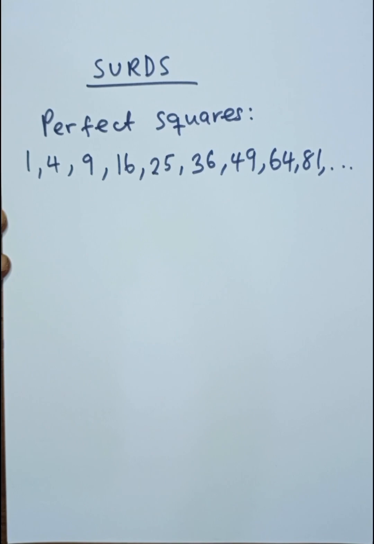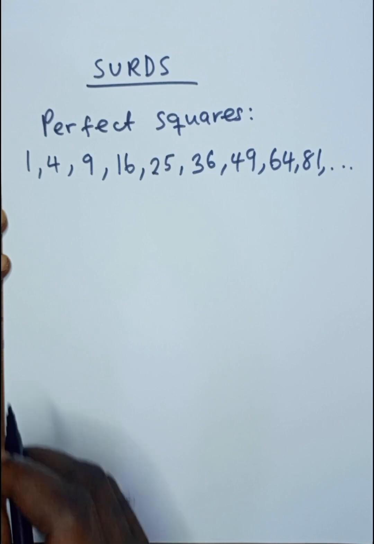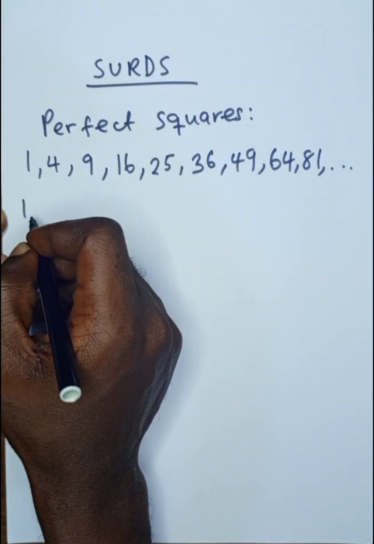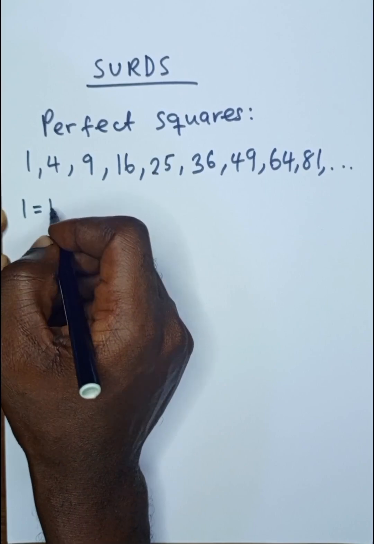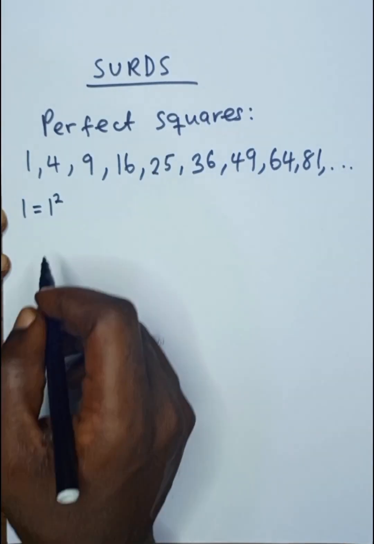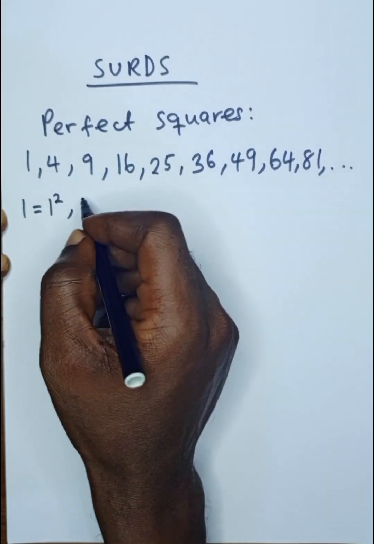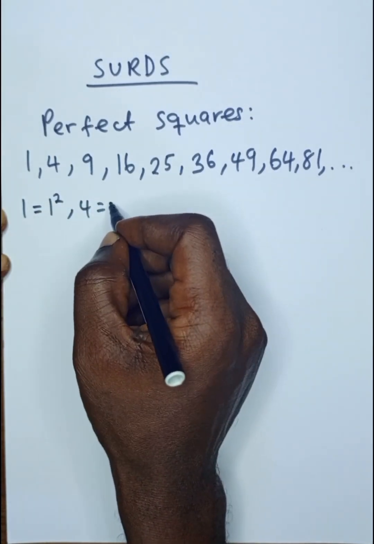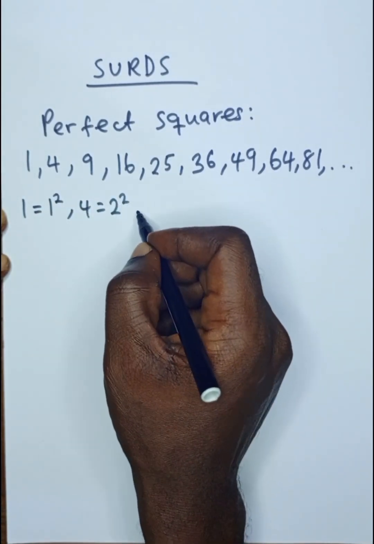In other words, we can say that a perfect square is a number that can be written as a square of an integer. So when I write 1, which is a perfect square, it can be written as 1 square. When I take 4, 4 can be written as 2 square.